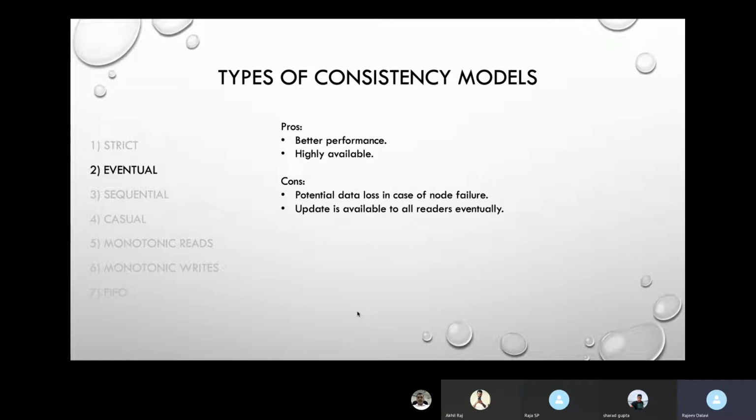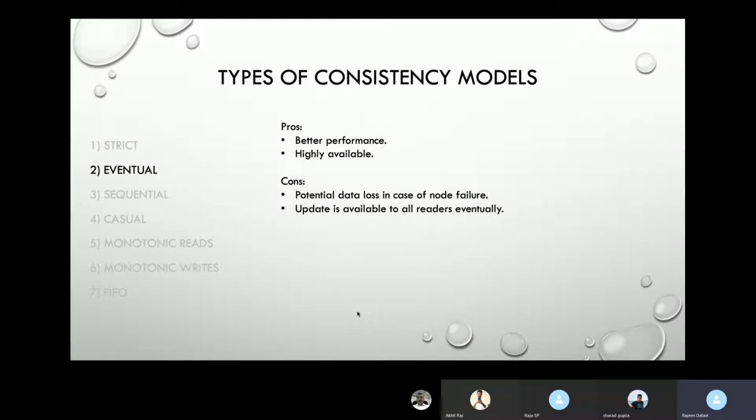So these are the advantages and disadvantages. Obviously there will be better performance because the user does not have to wait until the replication is completed upon the write operation. And this kind of data is highly available, but it's not highly consistent. Right. So cons here are potential data loss in case of node failure. Say for example, the node in which the data was written into goes down, then no other replicas actually have the latest copy of the data. So again, there will be more inconsistencies in this case. And the update happens to all the replicas eventually, and readers get the updated information only eventually.